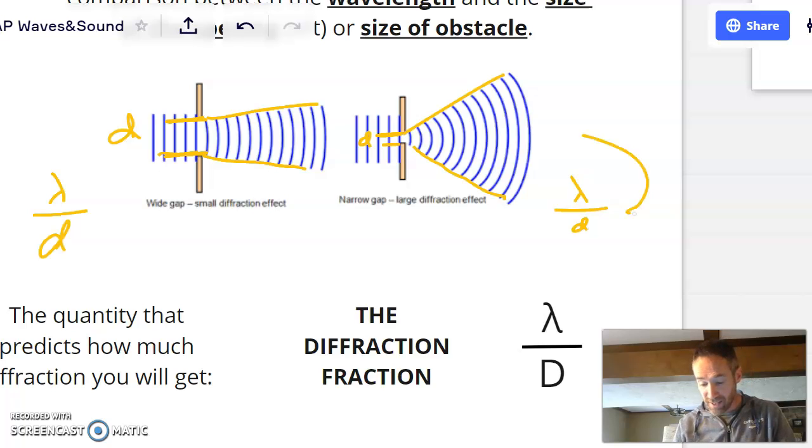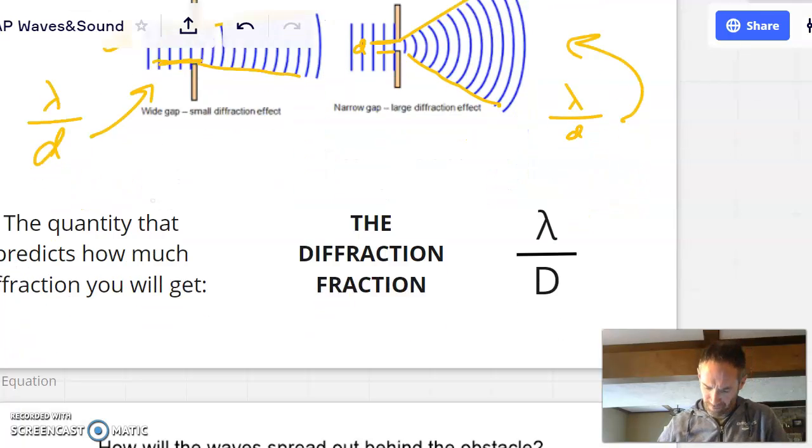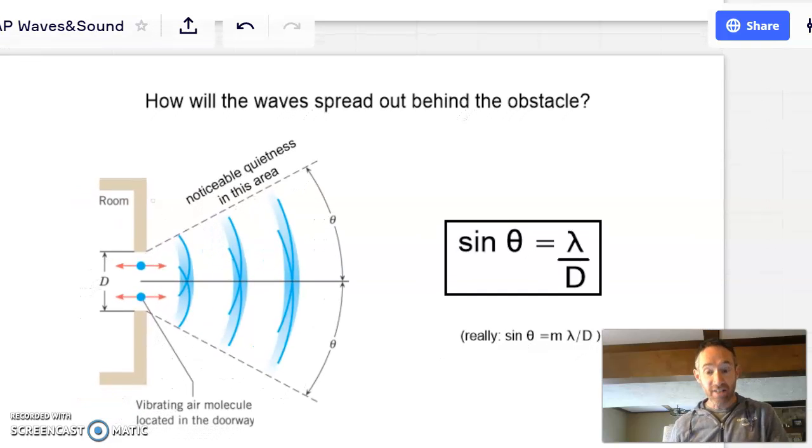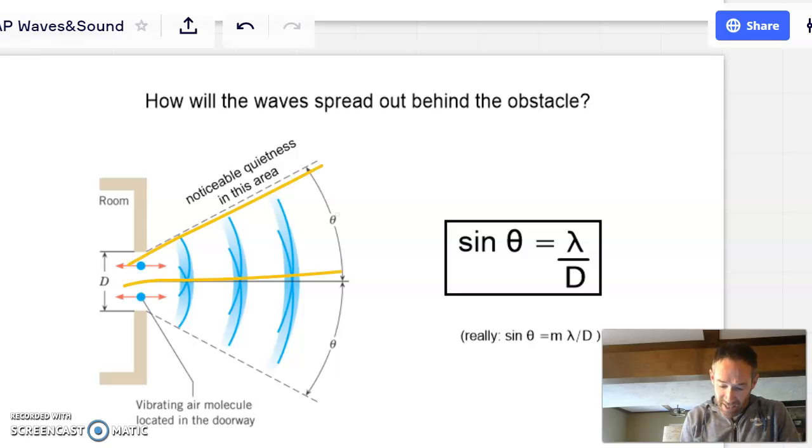And look, this is a nicer picture of diffraction, and that's a lesser picture of diffraction. So now, it turns out that that is the thing that lets you calculate, because the sine of theta, the sine of that angle of diffraction, is equal to that diffraction fraction. And so we set it up just like that. Sine of theta is equal to wavelength over the distance of the slit.